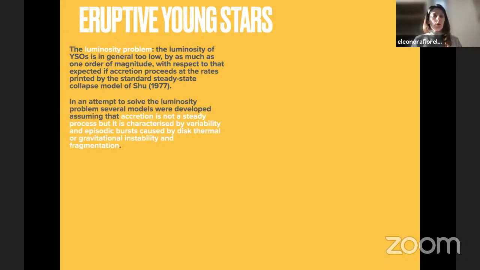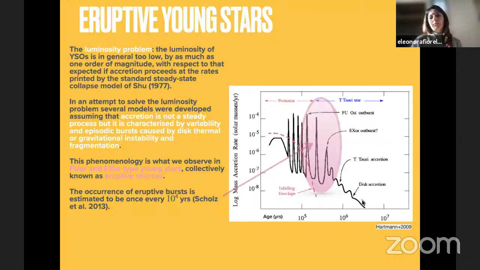So in order to solve this problem, several models were developed, and one of them seems to be successful. According to this, the accretion is not a steady process, so the material doesn't flow steadily from the envelope to the central star, but this happens in bursts. Here you can see a model by Hartmann, but there are a lot of them, according to which the mass accretion rate, so the amount of material in solar masses per year which accretes onto the central object, can have bursts. In particular, I want to look at the so-called FUor bursts, whose accretion rate can reach 10^-4 solar masses per year, which is a lot, and EXor-like bursts.